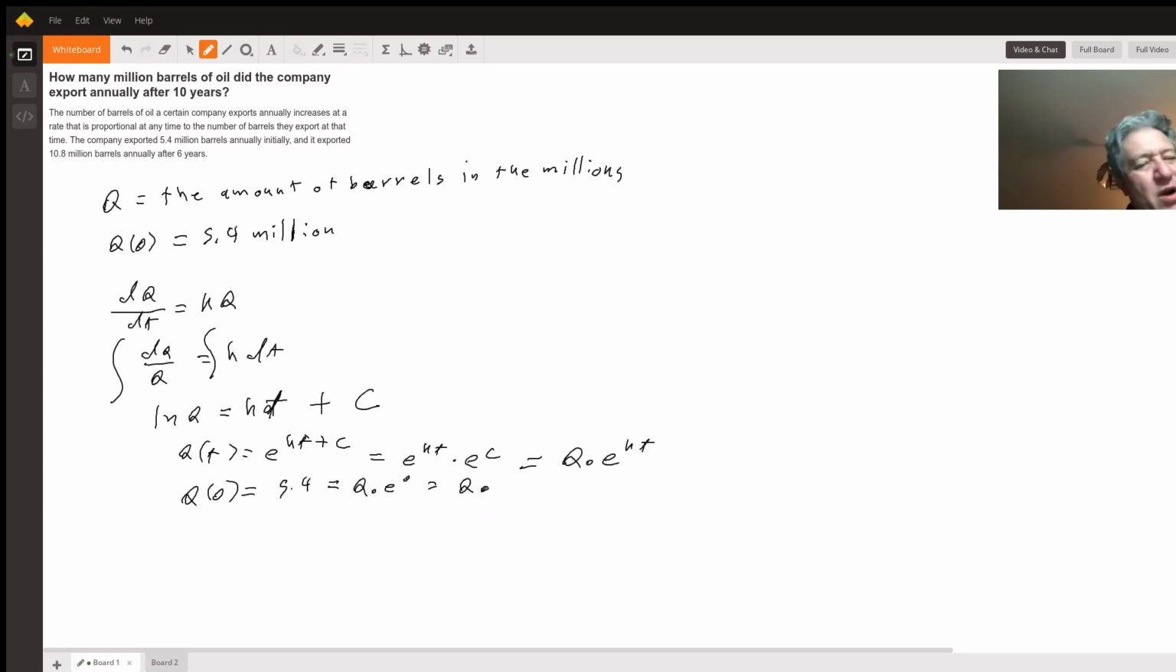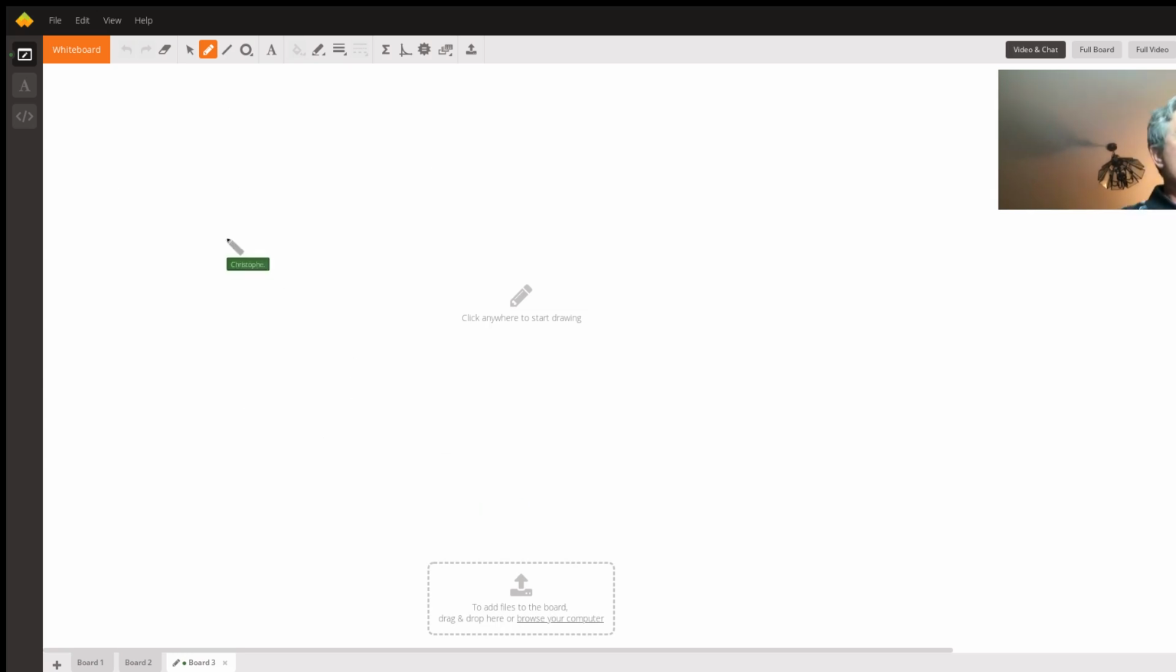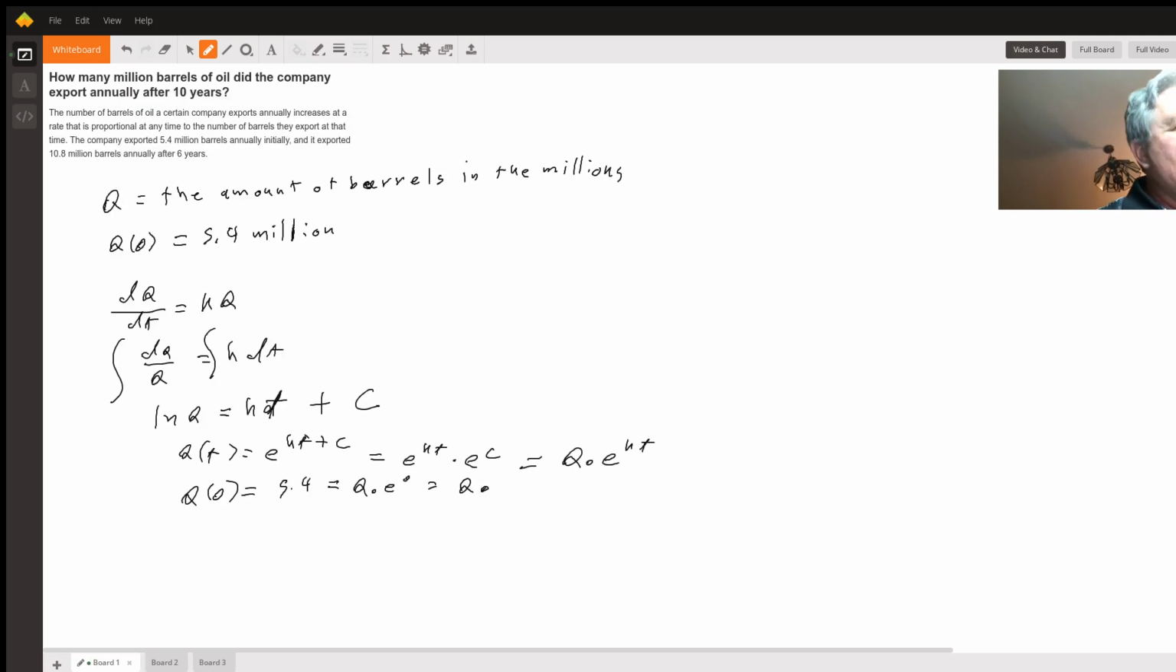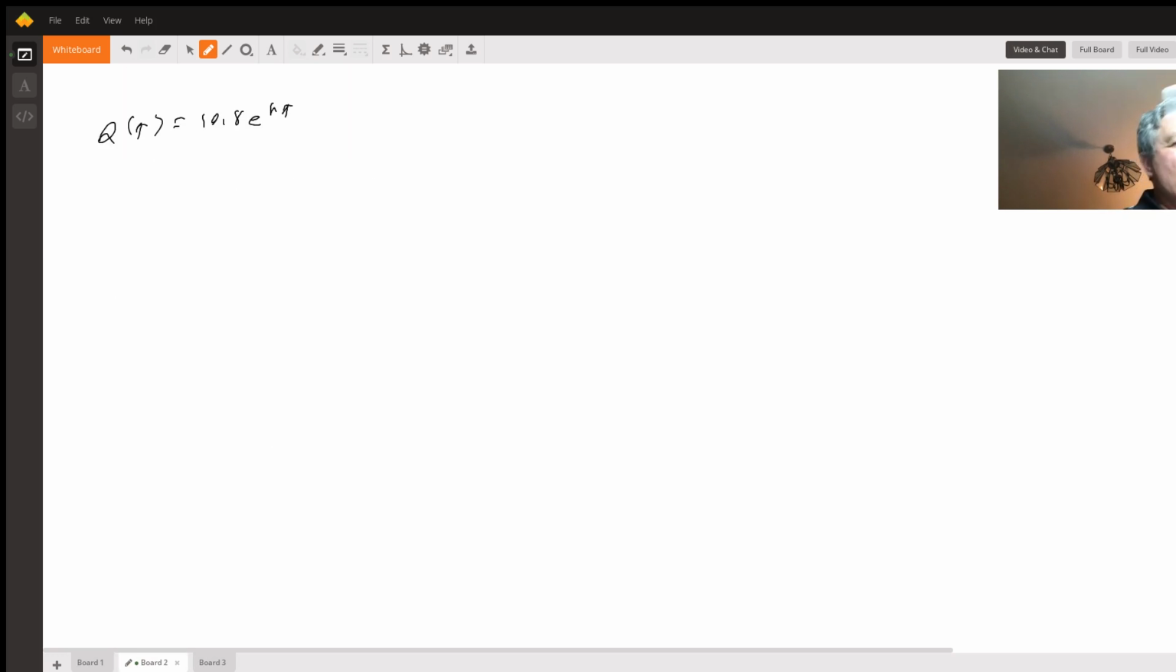Now, let's go to the next board. Now we can write the solution, Q of t equals 5.4 e to the kt. We still need to solve for k, and it actually gave us that, so you go back, like I said, you've got to read the problem. After 6 years, they produced 10.8 million barrels. Oh yeah, okay, I apologize. The initial amount is actually 5.4. I made a little mistake. This is 5.4, and it goes right here because the initial amount is 5.4.